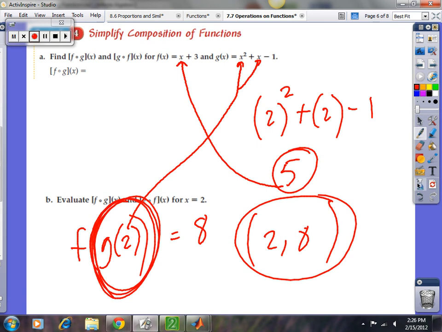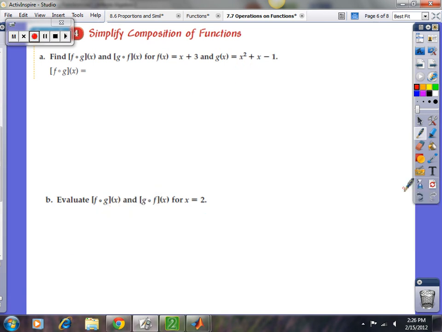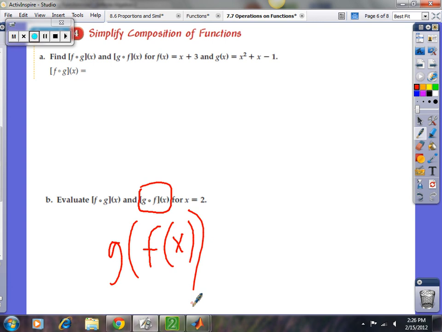Go backwards. Let's do this one. Why did we go from B to A? Go to 3 to 8? What does that mean? F of x and g of x is still talking about the same f of x and g of x, because I told you that.